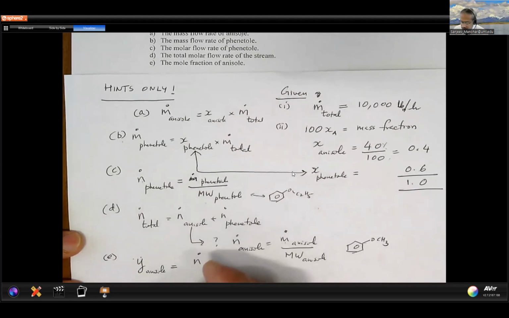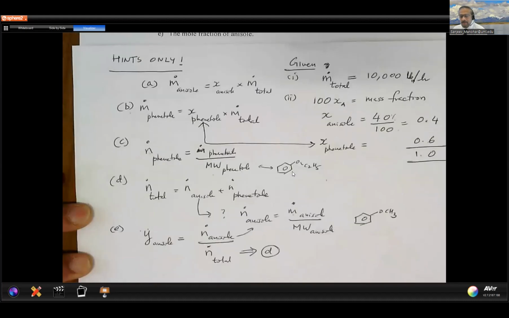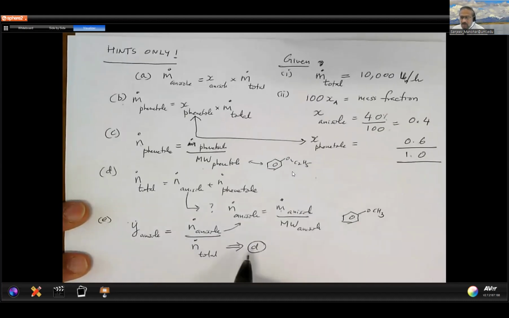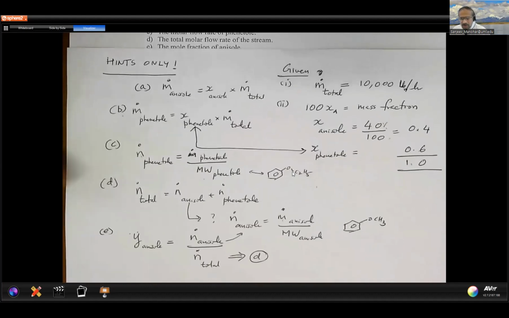Mole fraction, molar flow rate of anisole divided by the total mixture. That is the total, correct? You got the total here in D. Right? This is solution to D. And there you have the anisole, anisole is right here, right? You got that. Correct. So in essence, you have the whole thing.